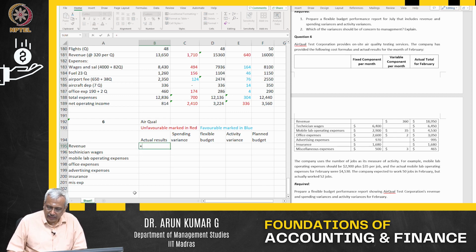For actuals, 18,950, 6,450. Mobile lab is 4,530. I have not looked at the fixed and variable because I am entering only the actuals. And office expenditure is 3,050. Advertising is 995. Insurance is 1,680. And then 465 is miscellaneous expenditure. I have done this.